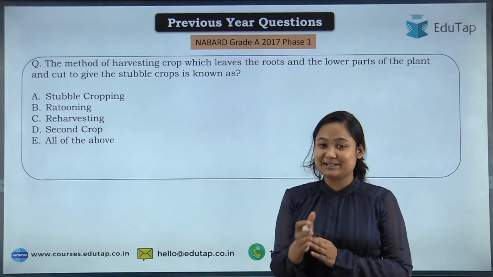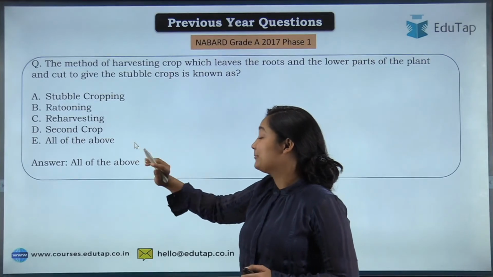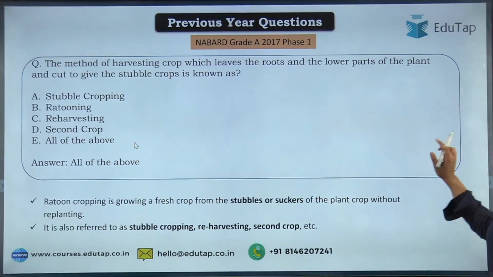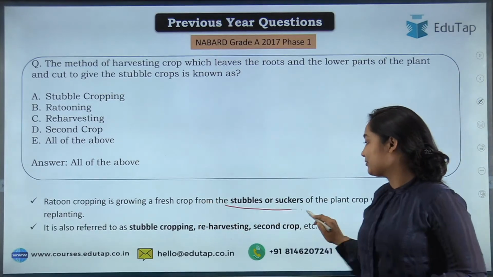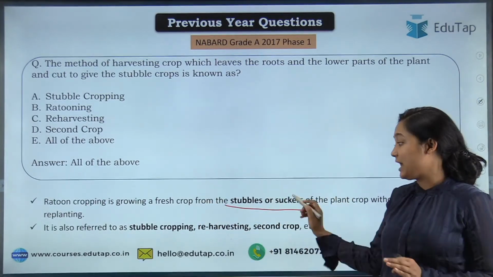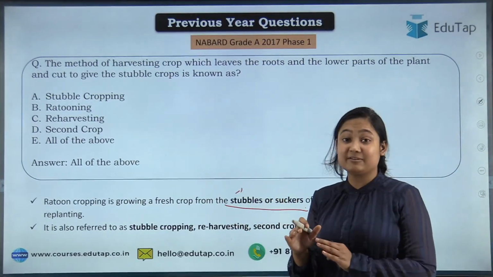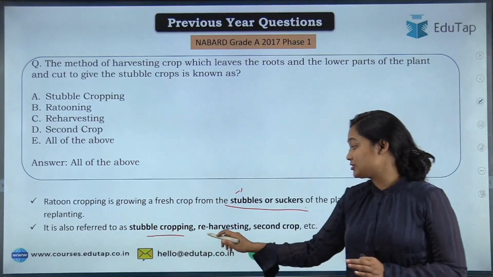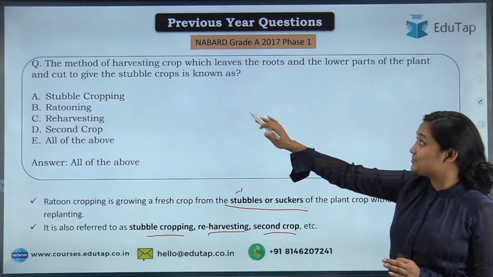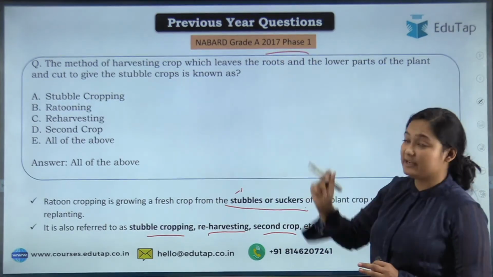As most of you have given the correct answer in the comment section, I do commend you for that, and the correct answer is all of the above. You can see here that ratoon cropping, as we have discussed, is when you leave some part of the plant in the field after harvesting the edible part, and you leave the stubble or non-economic part in the field. Stubble cropping is also called reharvesting and second cropping. This question was covered in your NABARD Grade A 2017 in phase 1.